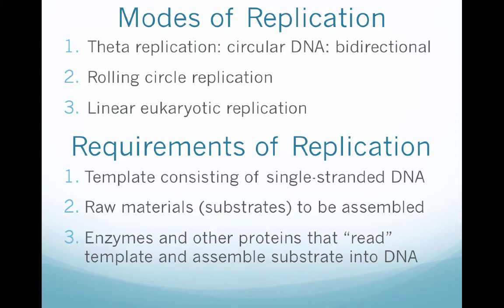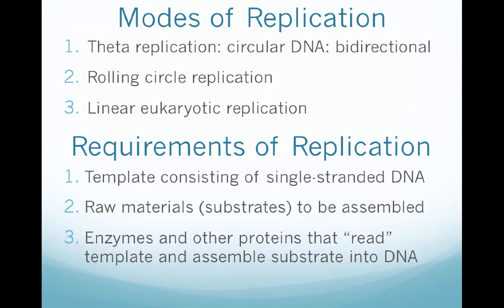There are 3 basic types of replication that can take place depending on what type of organism we're dealing with. If we're dealing with bacteria and protozoa that have circular DNA, the type of replication that takes place there is called theta replication. Depending on the bacterial organism, there's also another type of replication that can take place with a circular genome, and that is rolling circle replication. And then the type of replication that we're going to spend a lot of time talking about, that we're most familiar with, is linear eukaryotic replication. We'll look at examples of those in just a few slides.